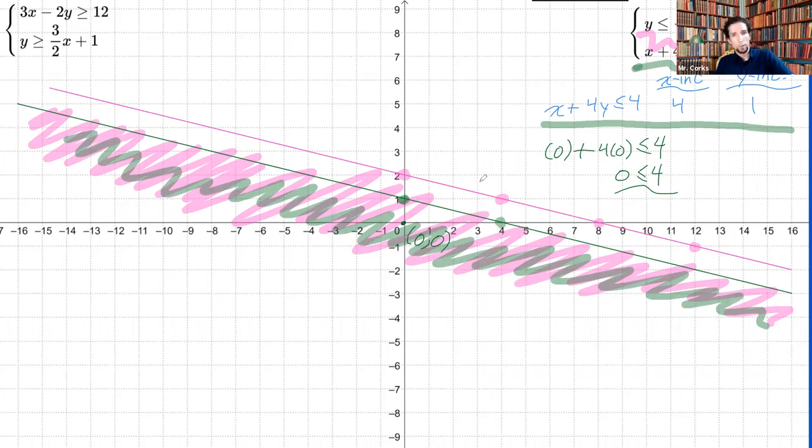What do we notice about these two? Overlapping. Okay, so overlapping. Almost all inequalities will overlap at least somewhat. What do we notice about the lines themselves? Perpendicular?